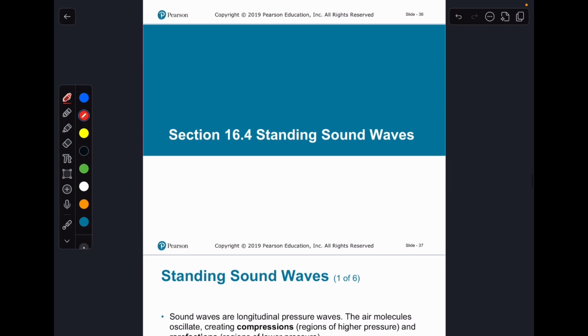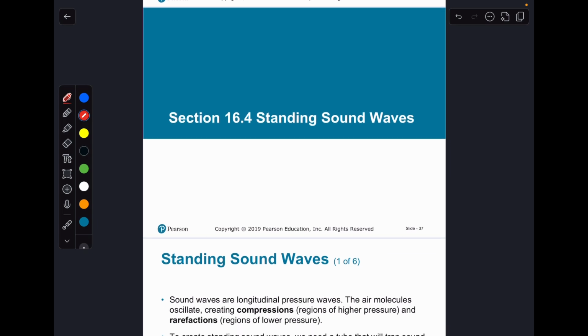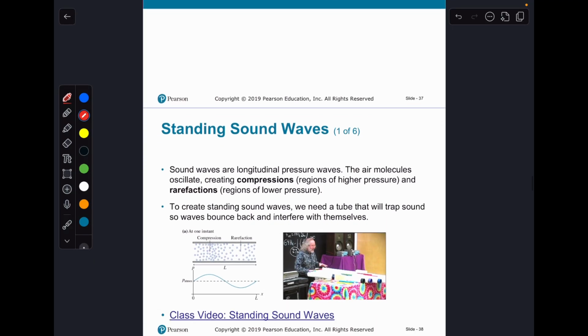So let's talk about sound waves. We create music with stringed instruments and wind instruments. Wind instruments take advantage of standing sound waves. So let's talk about that. They're a little bit different.